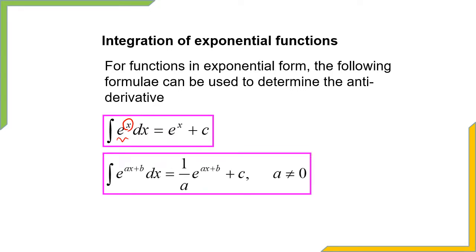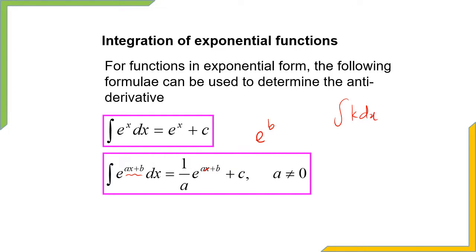Also, if we have the power of ax plus b, which is linear, then the answer will be e to the power of ax plus b, which is the original function. The same as differentiation, but now we need to divide by the coefficient of x here. So 1 over a. This is only applicable for a function with the power of a linear ax plus b. So this a cannot be 0. If we have 0, then we don't have any x, right? So it's just e to the power of b, which is just a constant. To integrate a constant, we use the formula for integrating a constant.